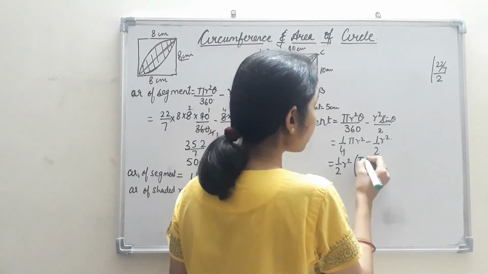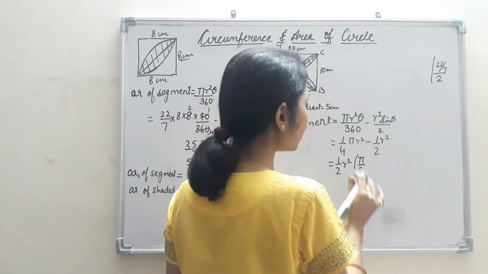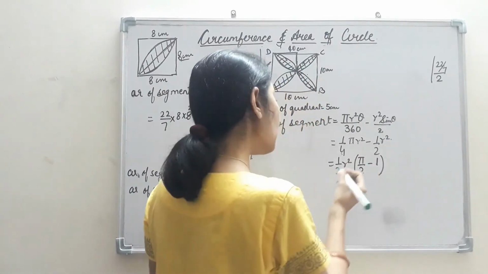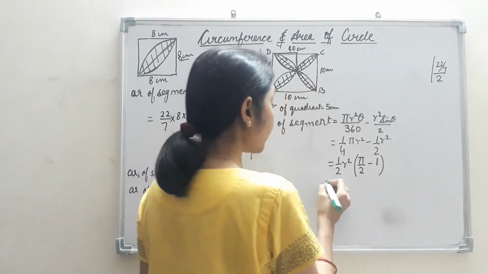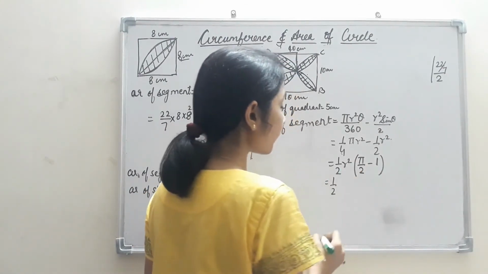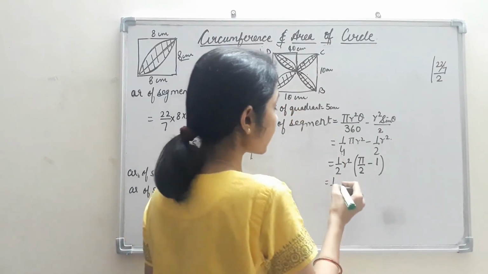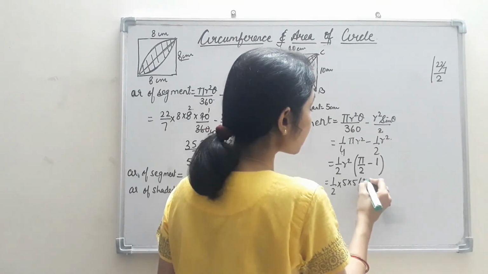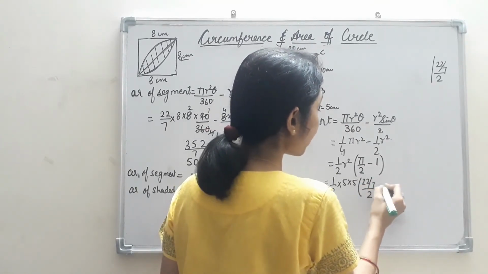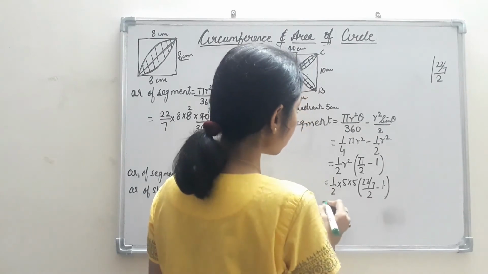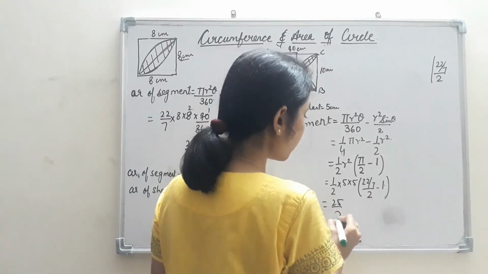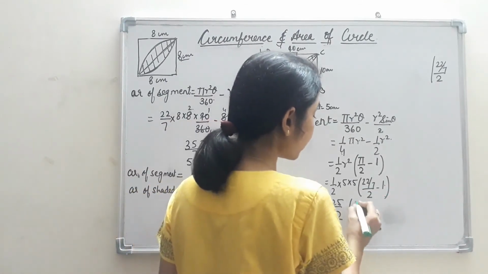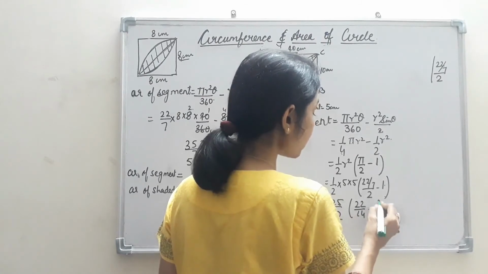So here I get pi upon 2, I'll just write in this step, and here I have taken the whole thing as common, so only 1 I get. Now simplifying this thing is equal to 1 by 2 r square. R square means 5 into 5. The radius is 5 into 5. And here I get 22 upon 7 upon 2 minus 1. So in the next step I will write 25 upon 2. Okay, and this 7 comes here, so that is equal to 22 upon 14 minus 1.